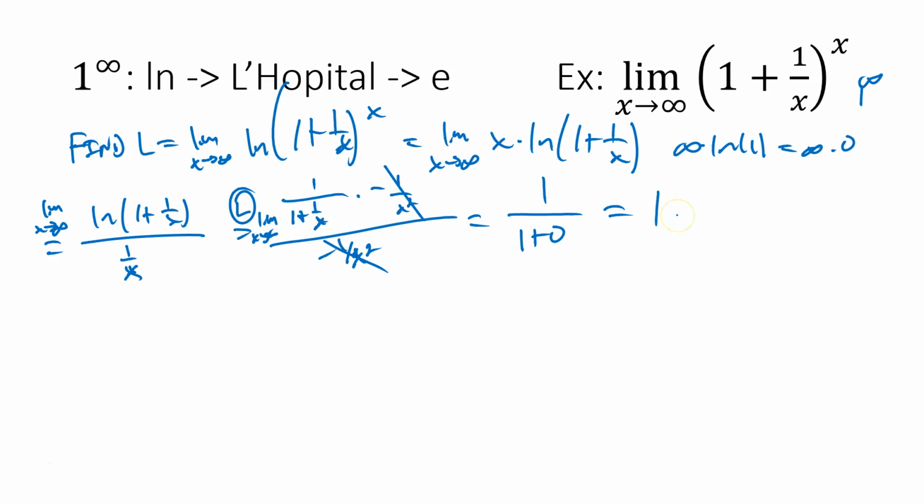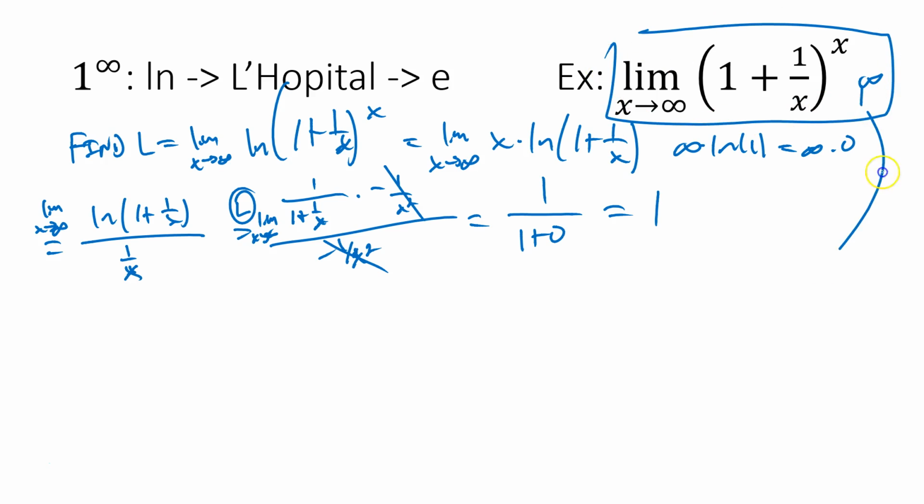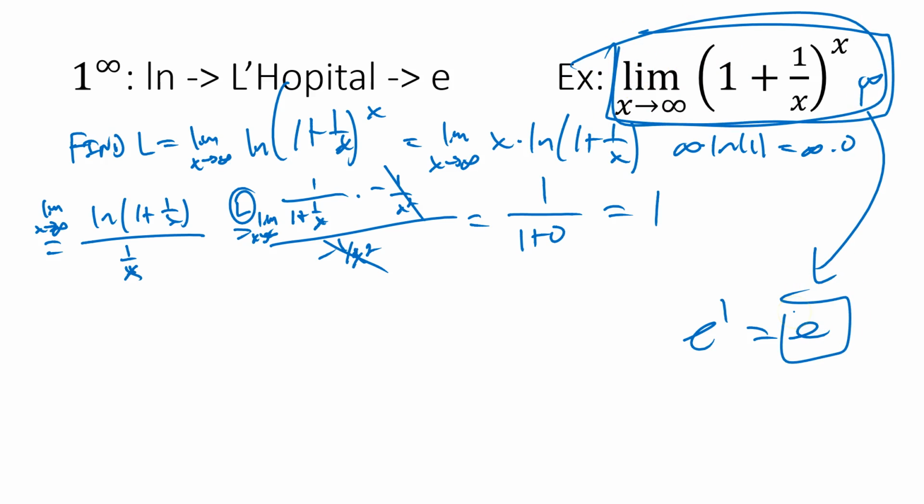This is not our answer, though, because what do we have to do last? We're going to do e to that power. So our actual limit, this guy right here, is e to the first power, or e. Now, some of you might have recognized this is the definition of e. That's how you define e: you let x go to infinity, (1 plus 1 over x) to the x power. But it's cool to see that it works out with L'Hopital.